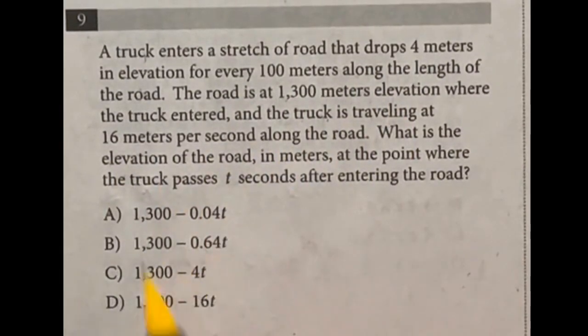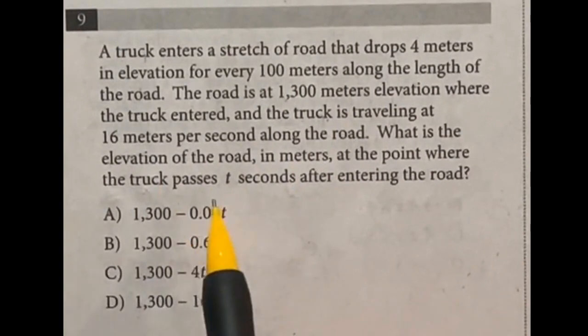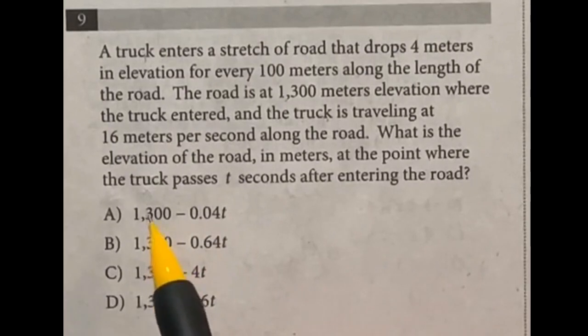So they want to know which one of these would represent the equation for when it's t seconds after entering the road. So in this case, we're starting at 1,300. All of them say that. So what are we dropping by?